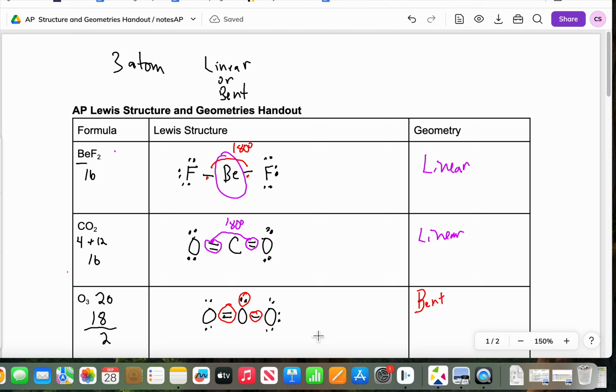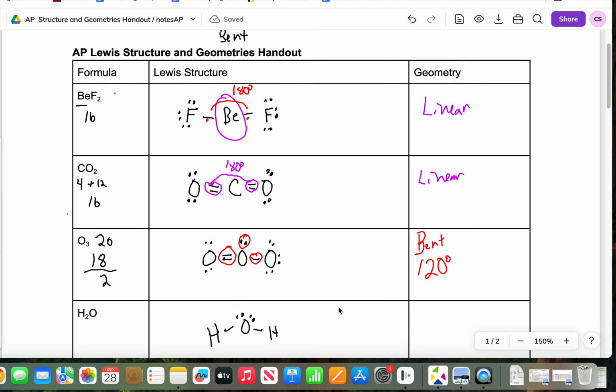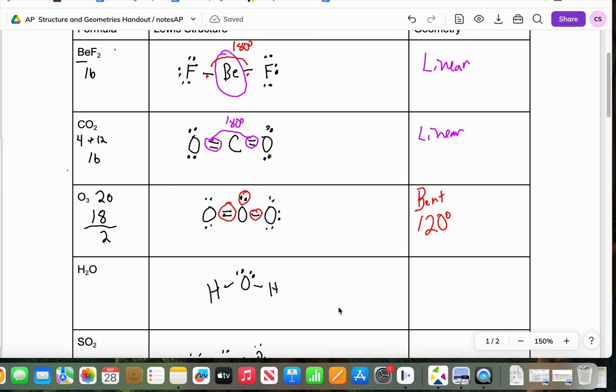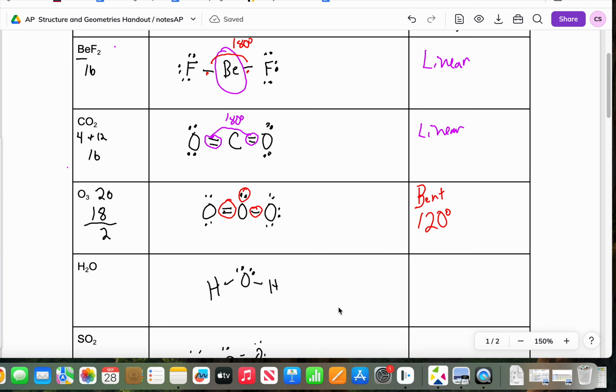If you have a circle with three things as far apart as possible, that's bent, and it's called bent 120 degrees, because if you take a circle and divide it into three parts, it's 120 degrees, okay?